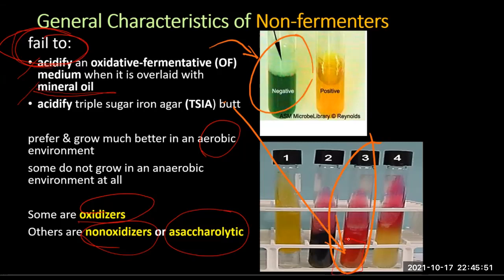But some do not grow in an anaerobic environment at all, and some group members oxidize carbohydrates to derive energy for their metabolism, and these are referred to as oxidizers, and others do not break down carbohydrates at all, and they are referred to as non-oxidizers or asaccharolytic.